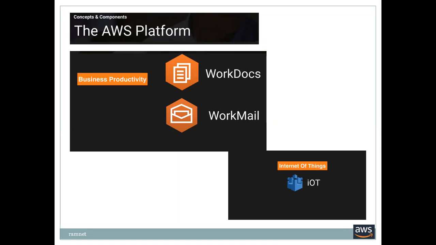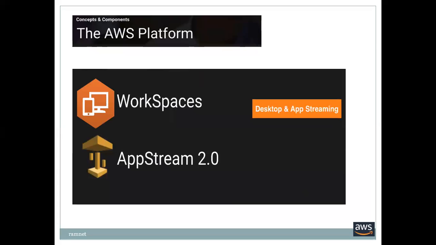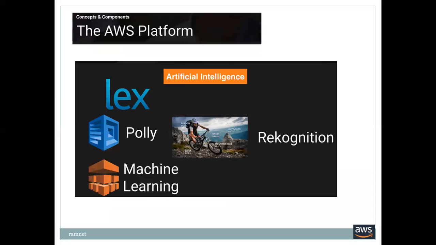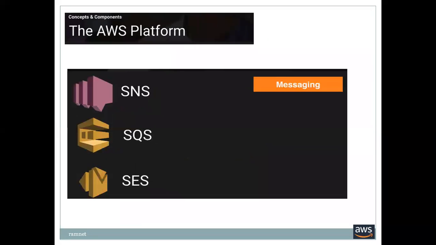And Internet of Things is a very huge topic which cannot be discussed here. That is also available under the business productivity platform. And WorkSpaces and AppStream 2.0, that is a desktop and streaming service, is coming up. And artificial intelligence is Lex, Polly, machine learning, Rekognition. These are all coming under artificial intelligence and machine learning.